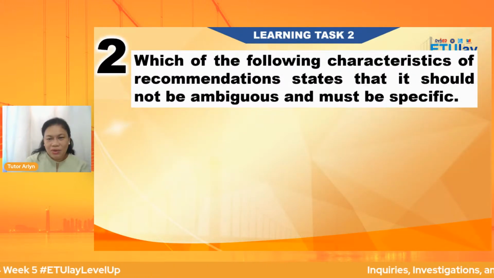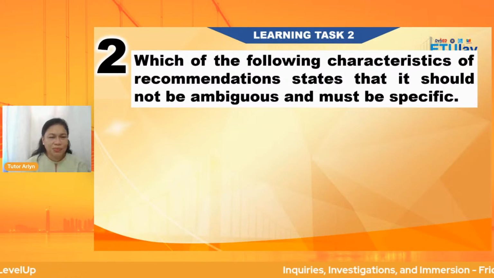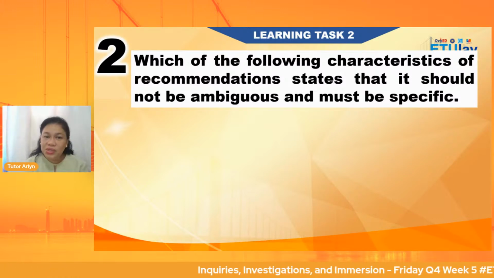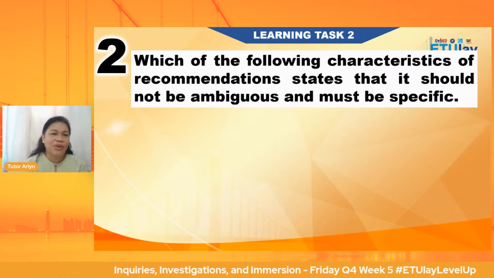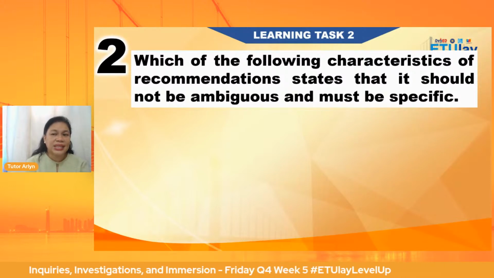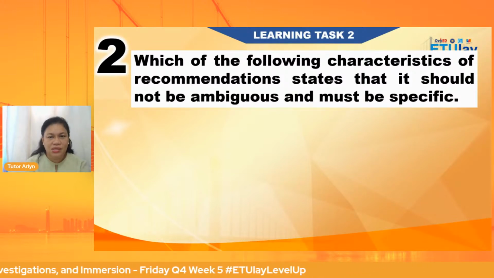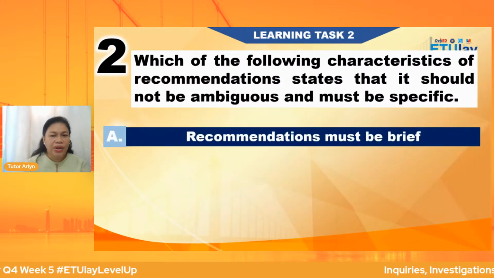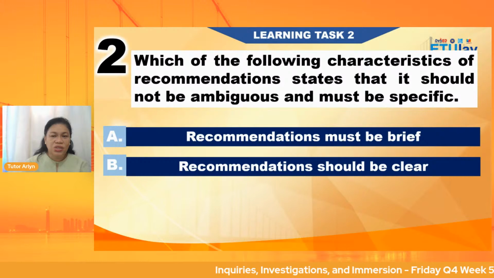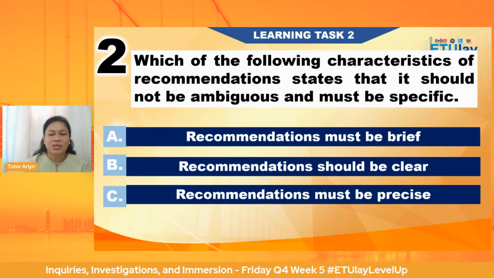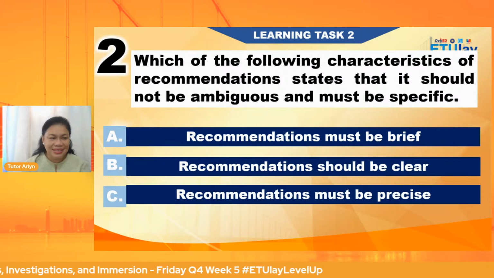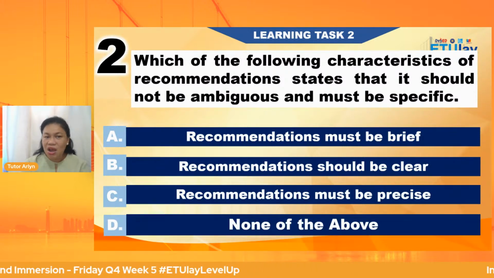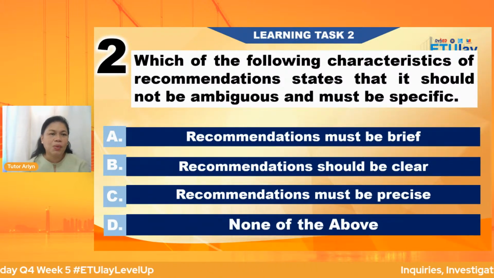For question number 2, okay, let's move on to question number 2. Which of the following characteristics of recommendations states that it should not be ambiguous and must be specific? Okay. A, recommendations must be brief. B, recommendations should be clear. C, recommendations must be precise. Or D, none of the above. Okay, I will repeat the question.